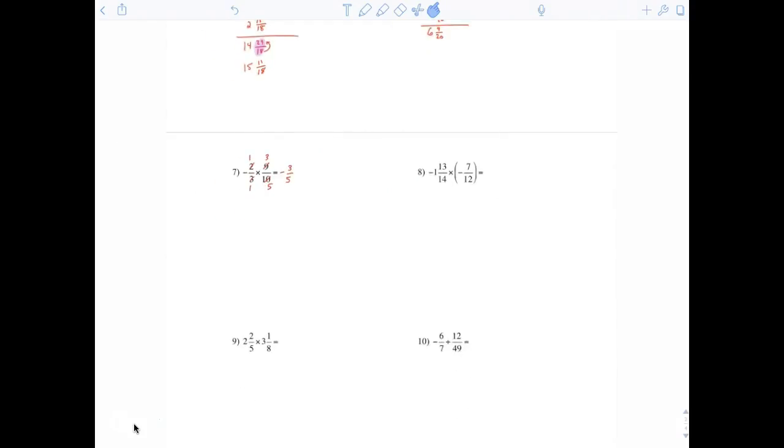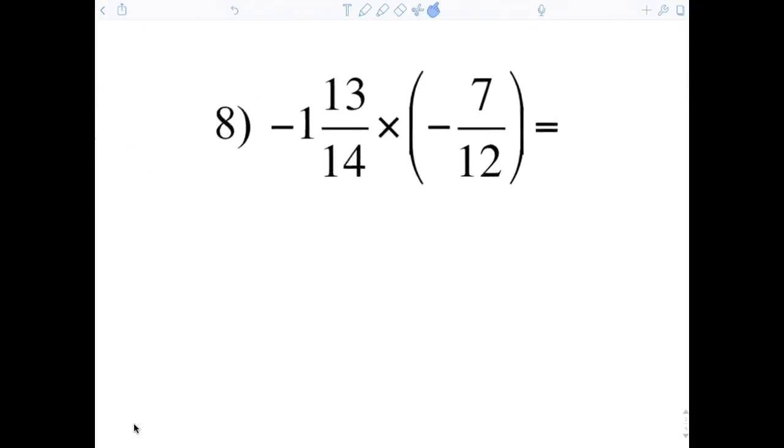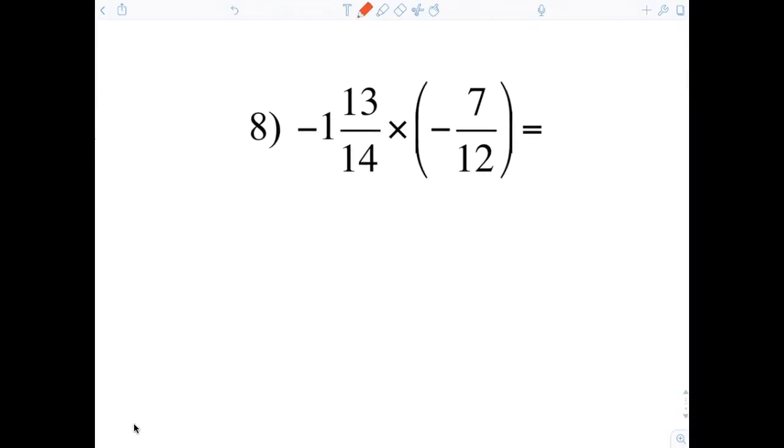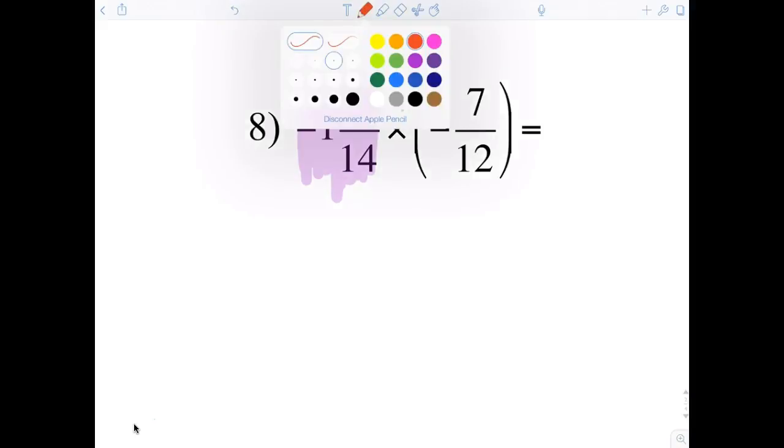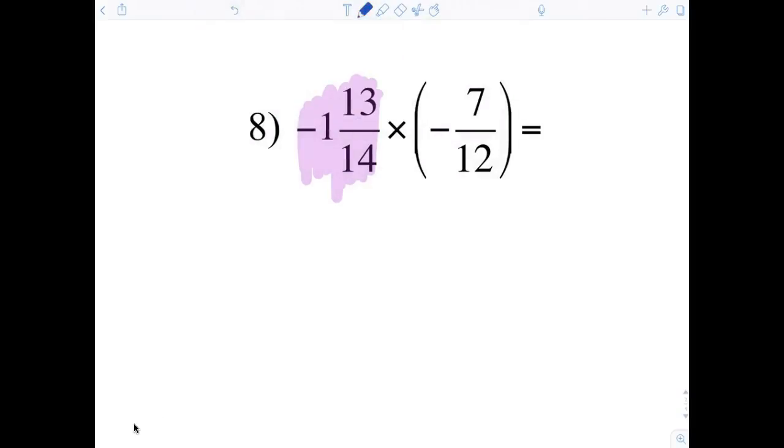All right, now we have a little problem with number 8, boys. Tell me what the problem is with number 8. Yes, sir. That whole number. Yes, we have to convert this mixed fraction into an improper fraction. All right? So to convert that over, yes, thank you so much. 27 over 14, and don't forget it's negative, times negative 7 over 12.